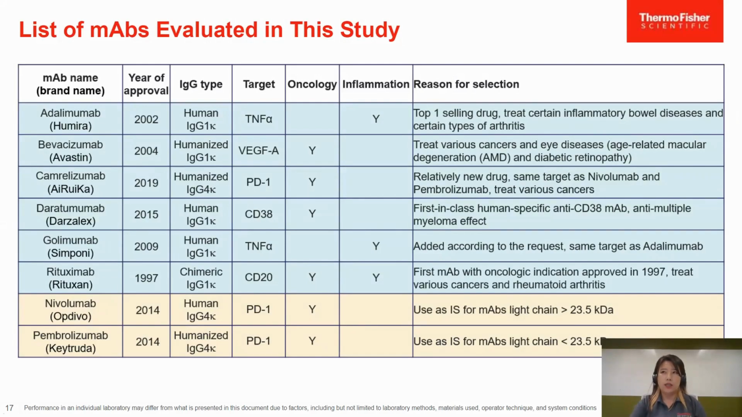We also added 2 additional mAbs at the end, nivolumab and pembrolizumab, to use as internal standards. I'm going to show more details later, but in short, not all mAbs have a heavy isotope version of the protein, which should be used as internal standards, so we had to find an alternative approach. We chose these 2 mAbs as internal standards because of the different molecular weight of their intact light chain.